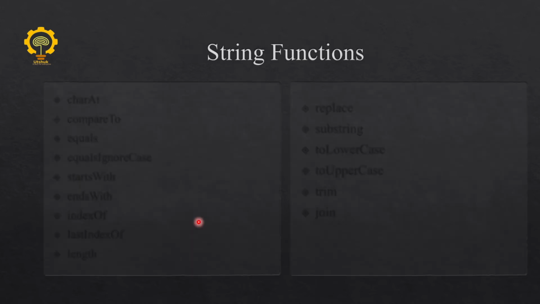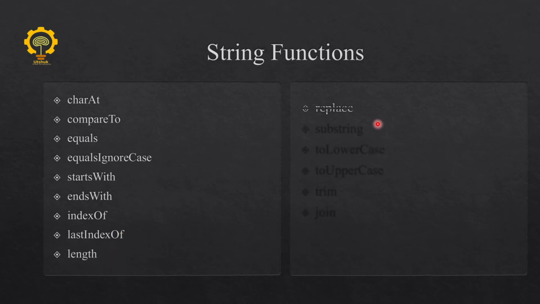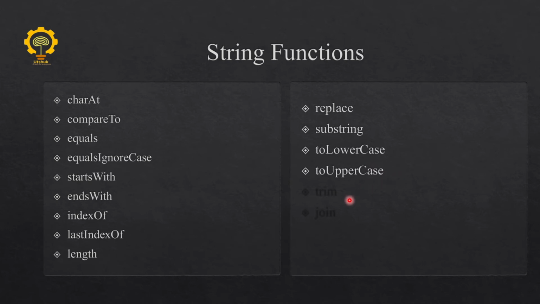There are some functions that Java provides for strings, such as charAt, compareTo, equals, equalsIgnoreCase, startsWith, endsWith, indexOf, lastIndexOf, length, replace, substring, toLowerCase, toUpperCase, trim, join. And there are many other string functions as well. Basically, some of the main important and widely used functions in strings are these.